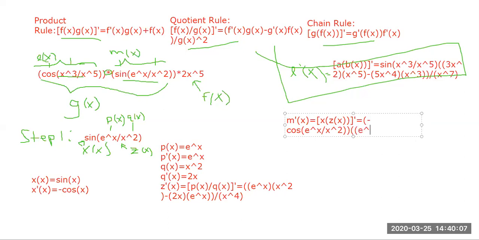E to the x times x squared minus 2x e to the x, divided by x to the fourth.